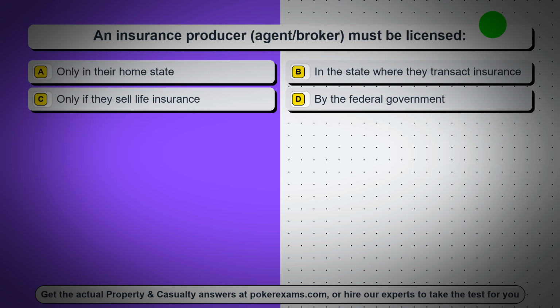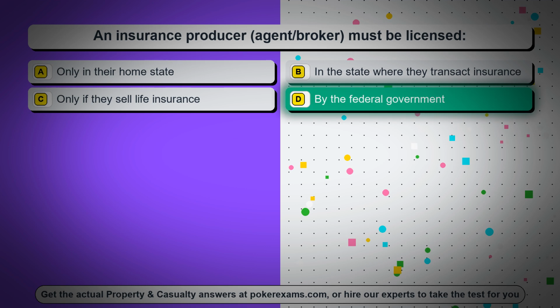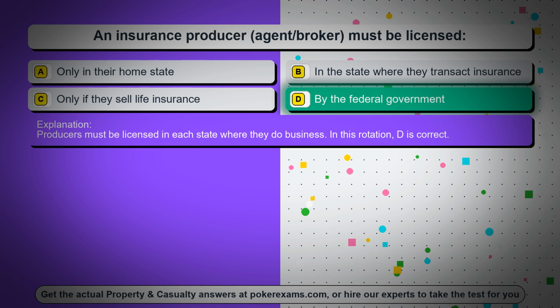Question 46. An insurance producer, agent or broker, must be licensed: Option A, only in their home state. Option B, in the state where they transact insurance. Option C, only if they sell life insurance. Option D, by the federal government. The correct answer is option D, by the federal government. Producers must be licensed in each state where they do business. In this rotation, D is correct.